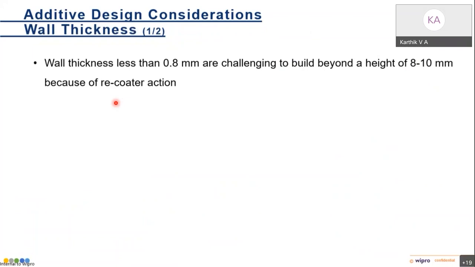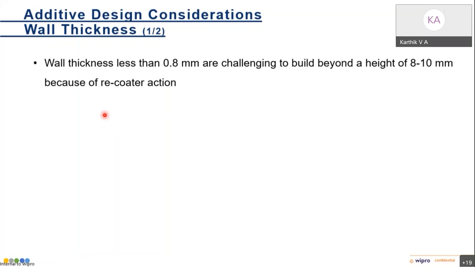So we spoke about overhangs, we spoke about holes. One more major challenge we face during fabrication of components, at least from a production point, is fabrication of walls. Basically, walls with thicknesses less than 0.8 mm are challenging to build, especially beyond a height of 8 to 10 mm. This is primarily because of what we call the recoater action.